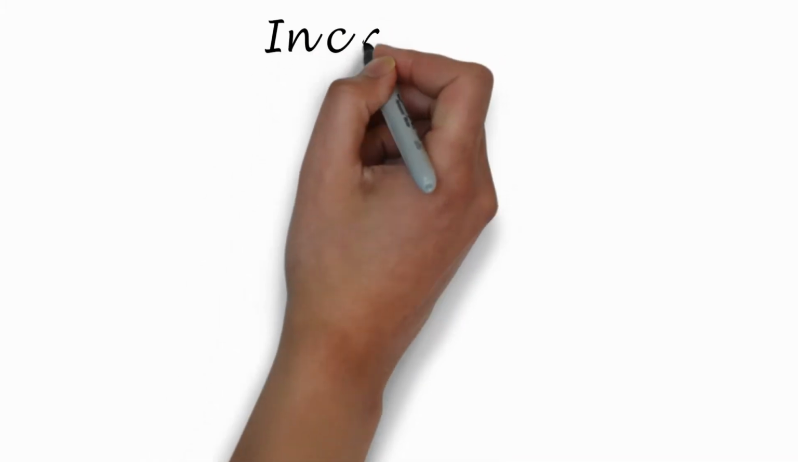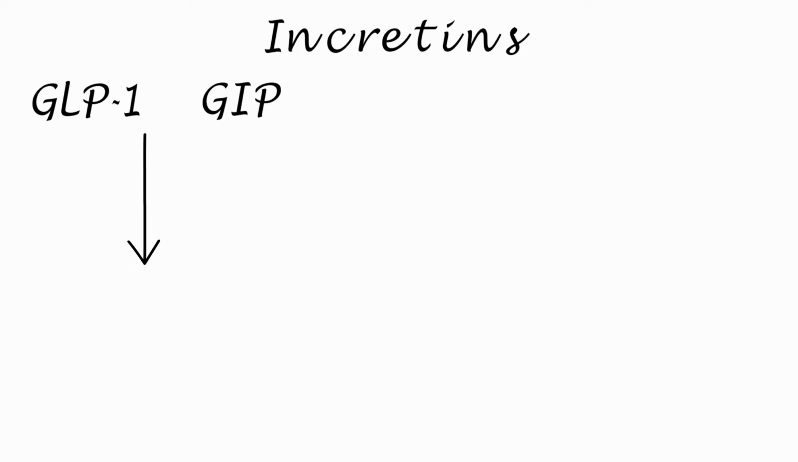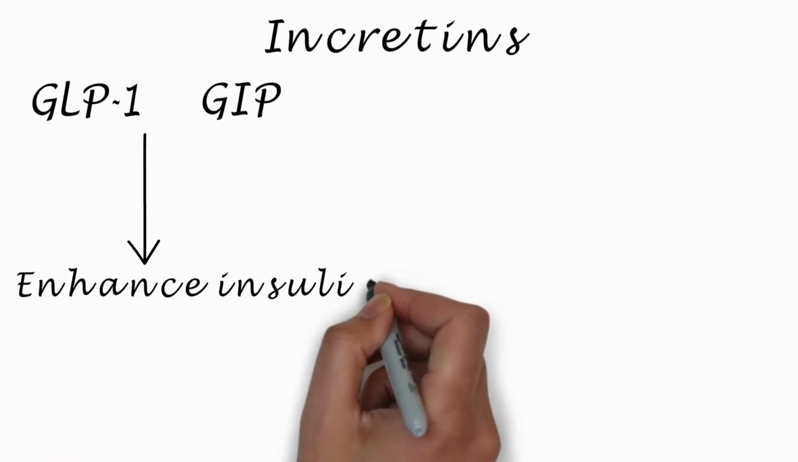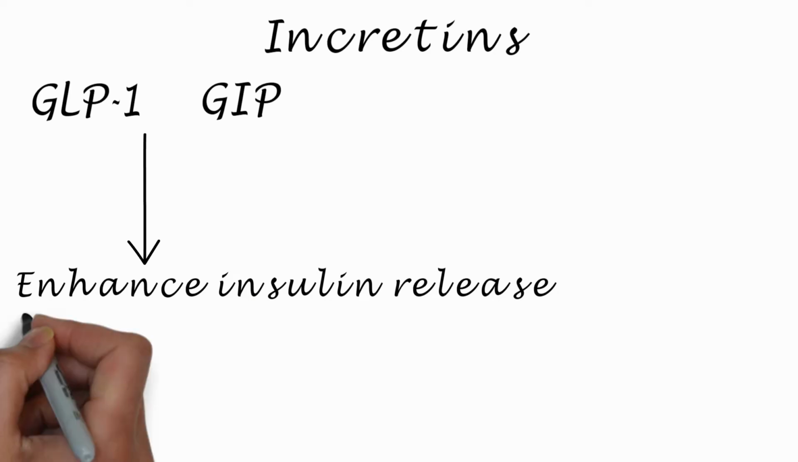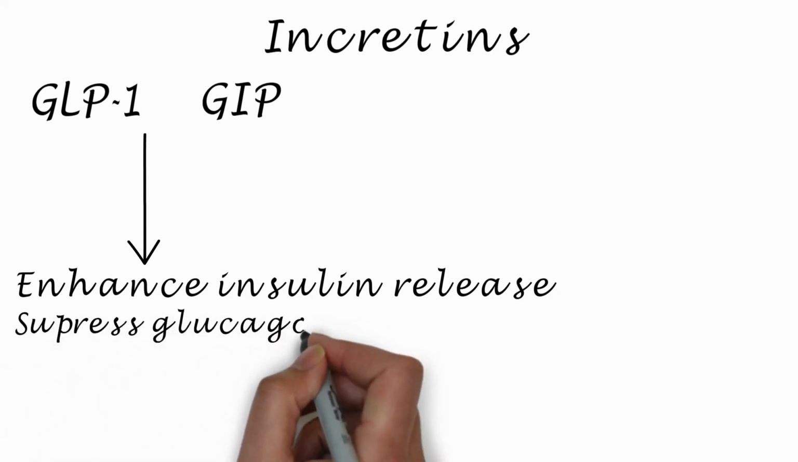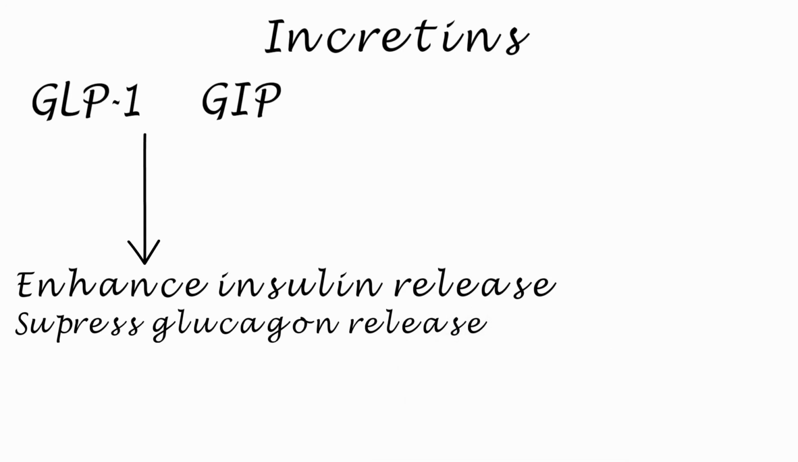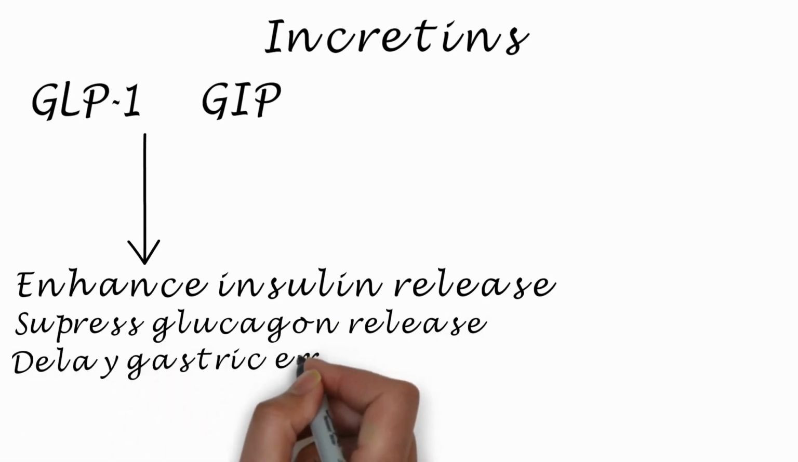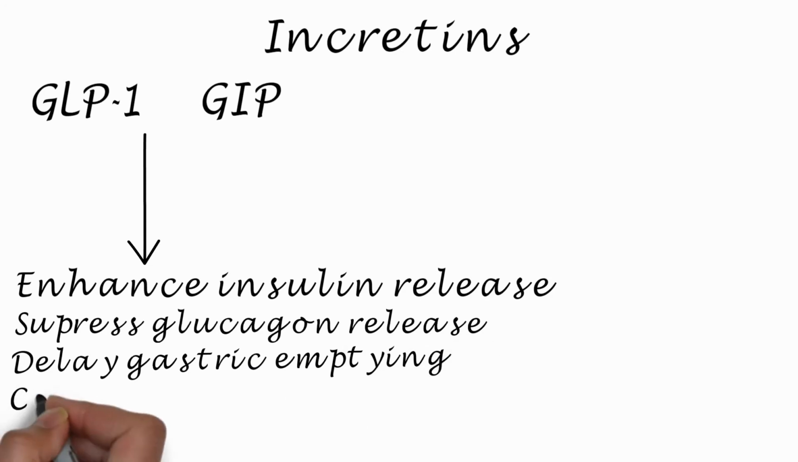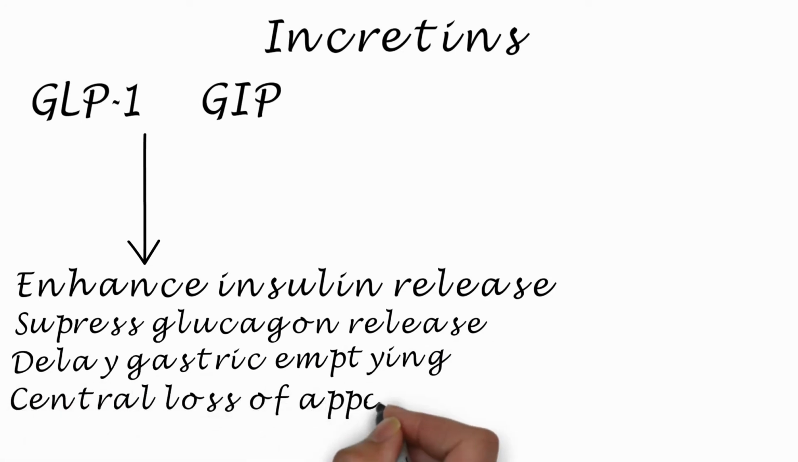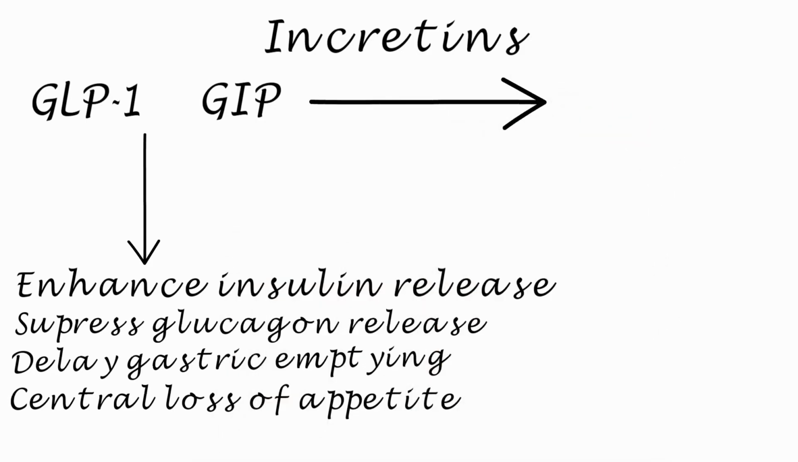Now let's look at the drugs acting through incretin mechanism. Incretins are gastrointestinal hormones secreted by the intestinal cells after we take a meal. Glucagon-like peptide 1 (GLP-1) and glucose-dependent insulinotropic peptide, or gastric inhibitory peptide, are two notable incretins. These incretins enhance insulin release, suppress glucagon release, slow down gastric emptying, and cause central loss of appetite by activating GLP-1 receptors, which are G-protein coupled receptors expressed on the cell surface of beta cells, alpha cells of the pancreas, neurons, and gastrointestinal mucosa.